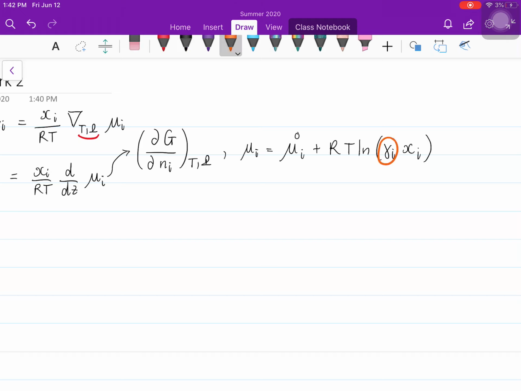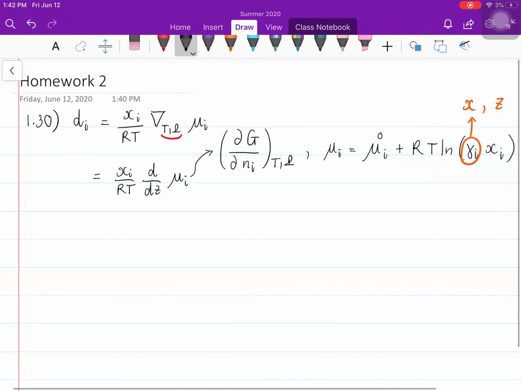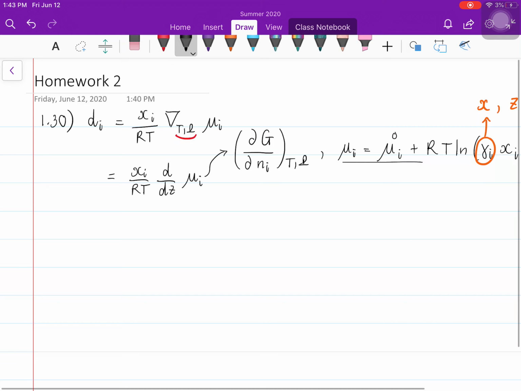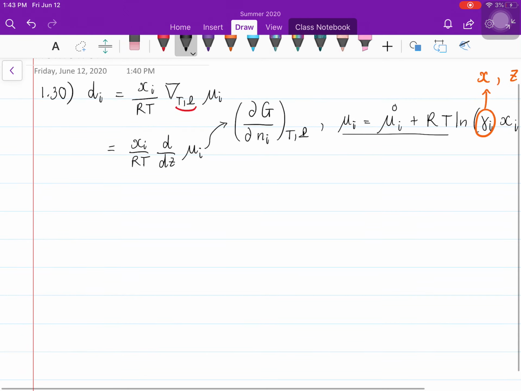One thing to keep in mind is that the activity coefficient of i is dependent on molar fraction, and molar fraction is dependent on position. So the activity coefficient of a species is a function of molar fraction, and molar fraction is a function of position. We're going to need to use it later. Now I'm going to substitute this into the equation.